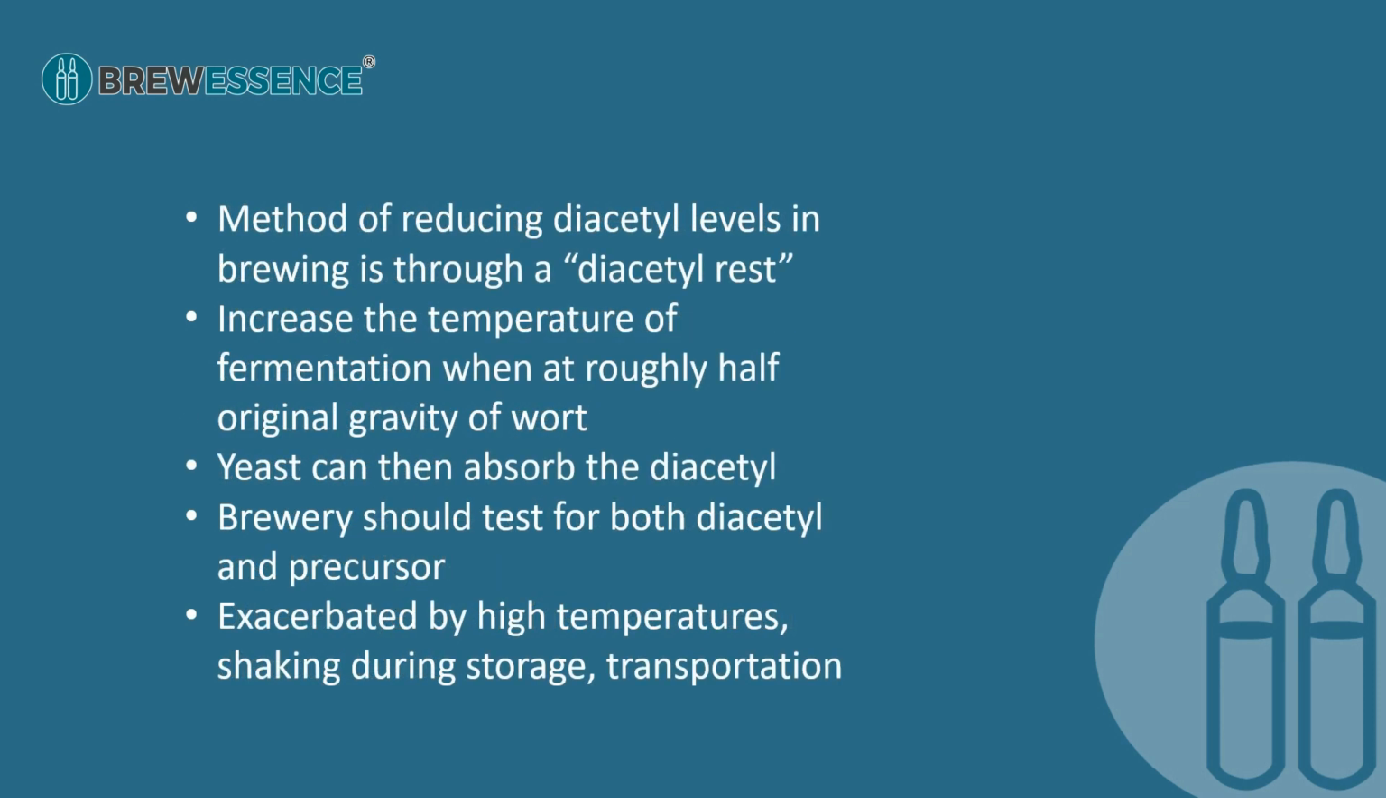The most common method of reducing diacetyl levels in brewing is through a diacetyl rest. In lager fermentation, this means increasing the temperature of fermentation at a point where the fermenting beer has reached roughly half its original gravity. This will speed the conversion of precursor to diacetyl. The yeast can then absorb the diacetyl while there is still sufficient yeast in suspension. In ale fermentations, this means leaving the beer at fermentation temperature until the diacetyl is at its desired level.